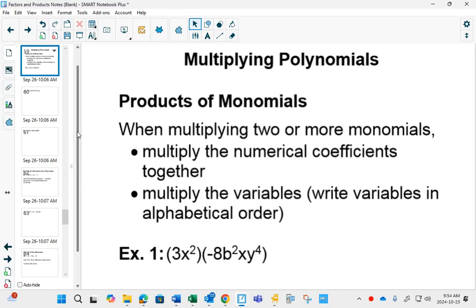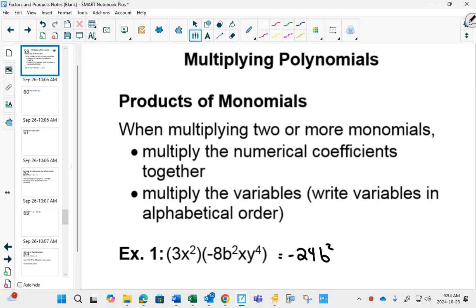Multiplying polynomials. You've actually done this already in grade 9. When multiplying two or more monomials, those are things with one term each, you just multiply the numbers. So if you have a 3 and a minus 8, I'm quite certain you could get negative 24. Then you multiply all of your letters. So if I look at my letters, you see that you have a b, x, and a y.